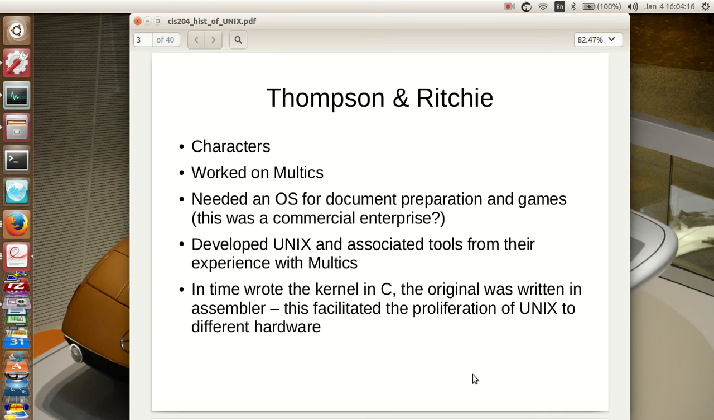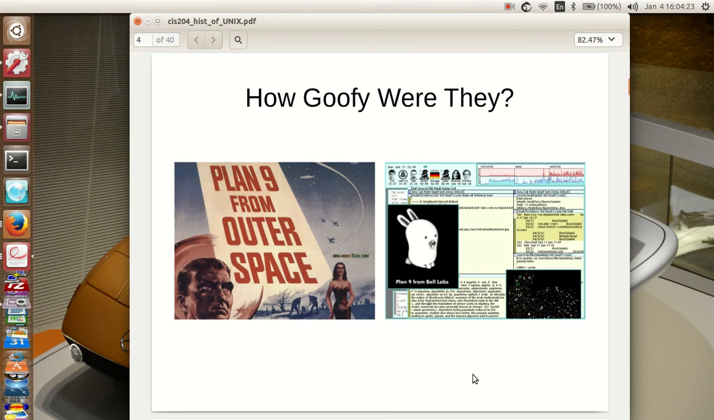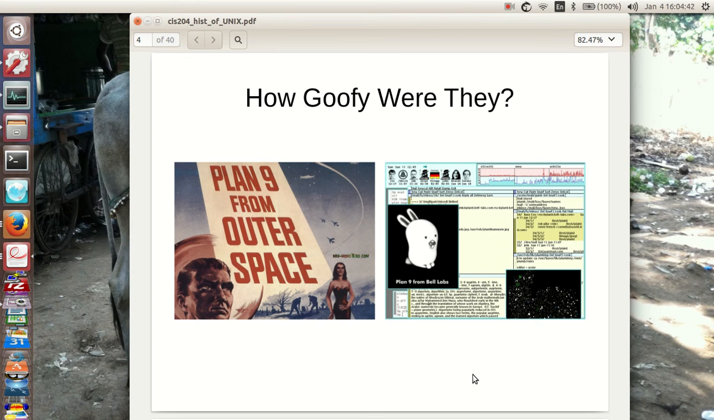But Thompson and Ritchie did not come across in that film as the characters that they truly were. How goofy were they? Well, one of Thompson's favorite films has been described as the worst film ever made, and it's a hoot. It's just more fun to watch and laugh at than almost any other film made, and that's Plan 9 from Outer Space. He liked it so much that their follow-on operating system for Unix was called Plan 9 from Bell Labs.